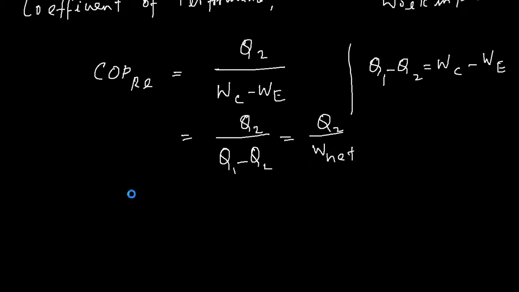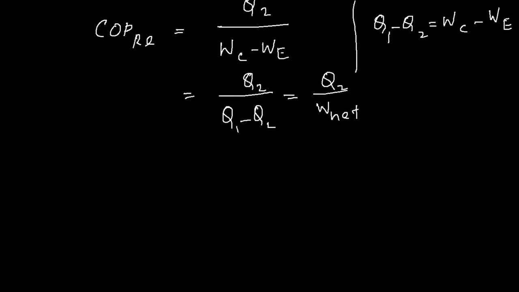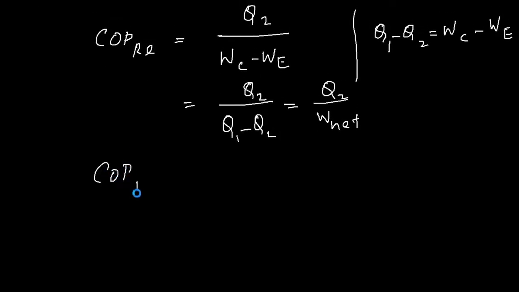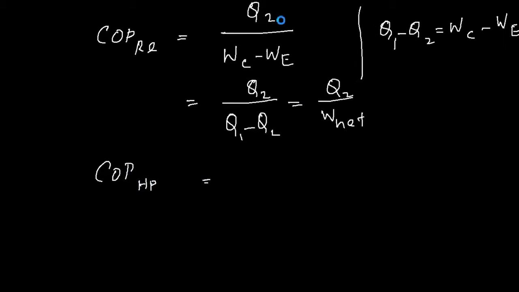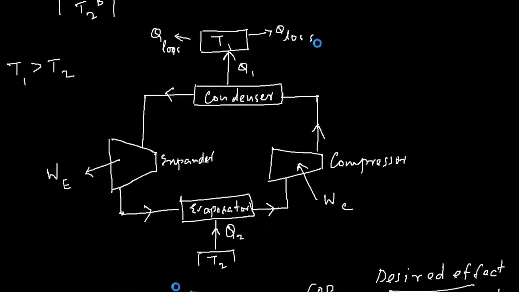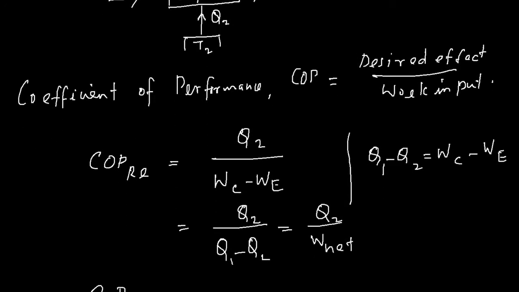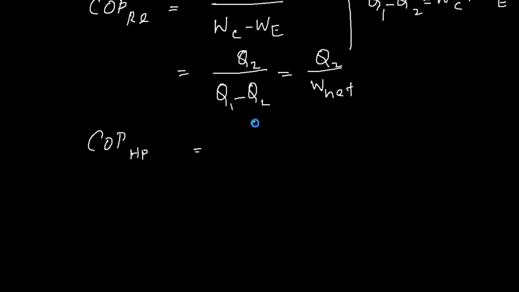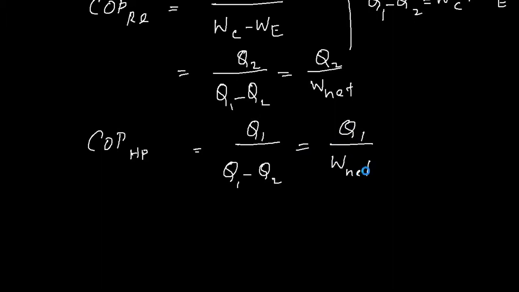And in case of a heat pump, there is only a slight difference. The COP of a heat pump will be equal to, instead of Q2, you need to maintain this heat, and therefore this is the desired effect for a heat pump. So the COP of a heat pump becomes Q1 over Q1 minus Q2. Again, it's the same work, compressor work minus expander work, that's Q1 minus Q2, and you can see that is Q1 over W net. You can also write it like that.